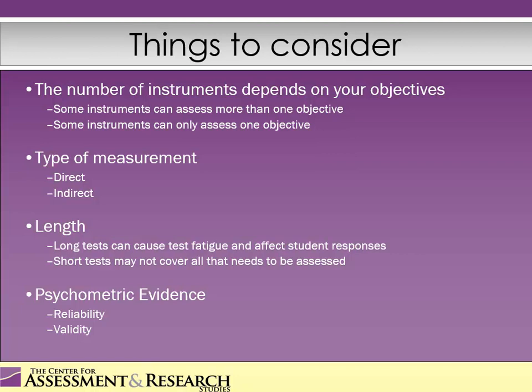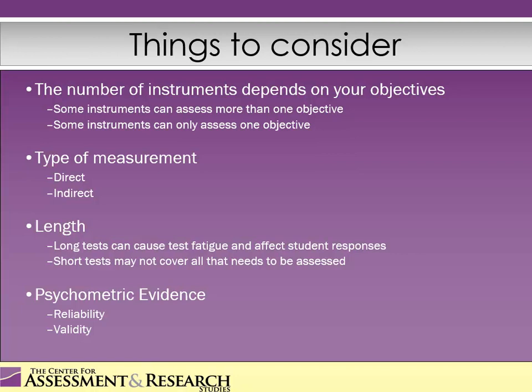The type of measurement is also important to consider. Direct instruments require students to demonstrate knowledge and skills. For example, to assess how well students understand calculus, one would administer a series of calculus problems and ask students to solve them. Indirect measurement involves collecting information about students' opinions or beliefs about their knowledge and skills. For example, an indirect measure of calculus skills would ask students something like, on a scale of 1 to 10, how well do you know calculus?